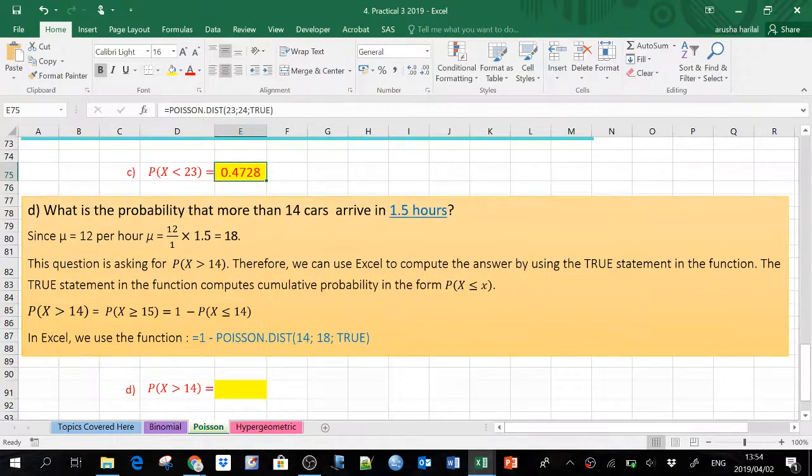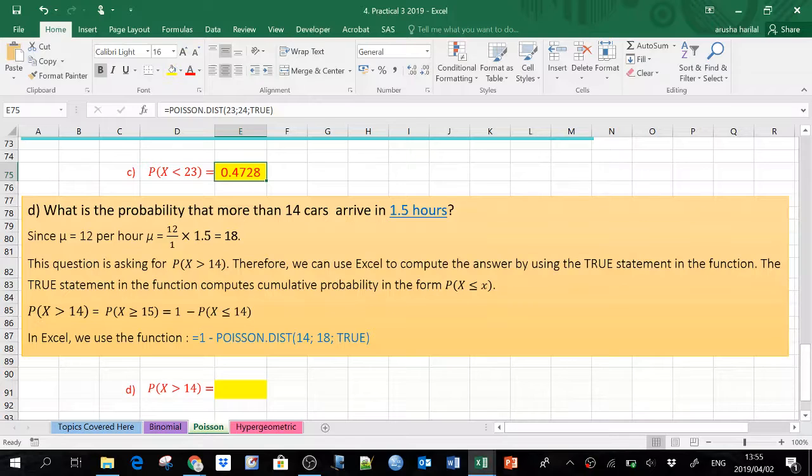The last one. What is the probability that more than 14 cars arrive in 1.5 hours? They've changed the interval yet again. So you should be quite comfortable now doing this. 12 cars per hour, that means 12 in every hour, but now we're adjusting it to 1.5 hours, giving us a new mu value of 18.